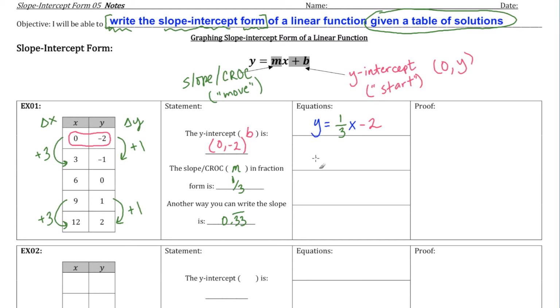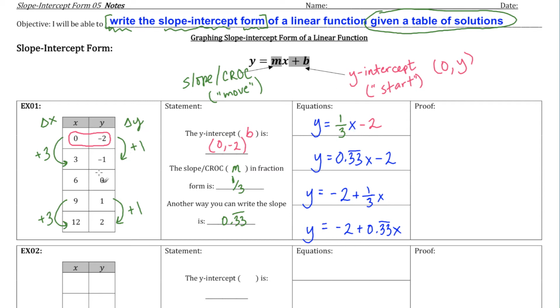And of course, we can write this a bunch of different ways. So y equals 0.33 repeating x minus 2. We could also put the 2 over here. Remember, the 2 has a negative value. So negative 2, and then this is positive, plus 1 over 3x. And lastly, y equals negative 2 plus 0.33 repeating x.